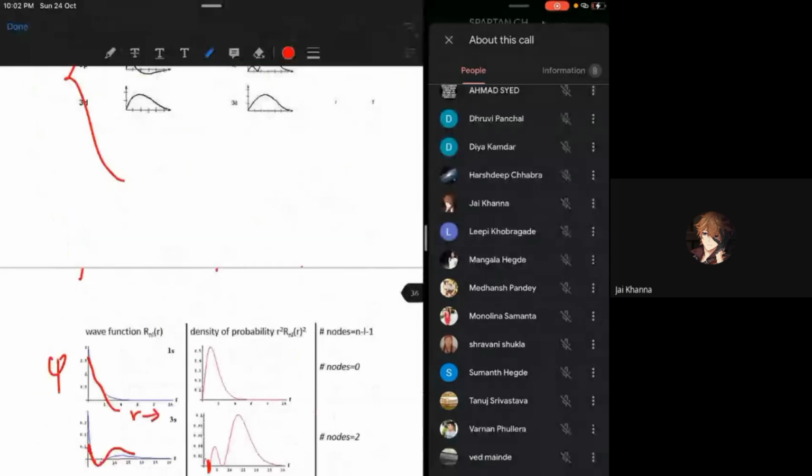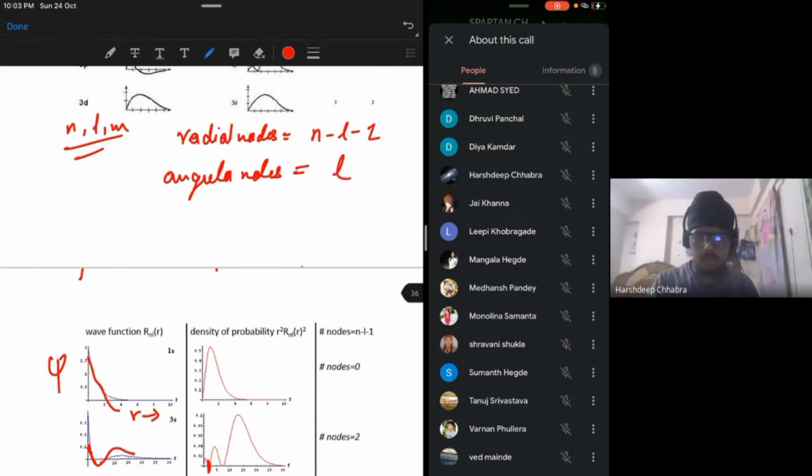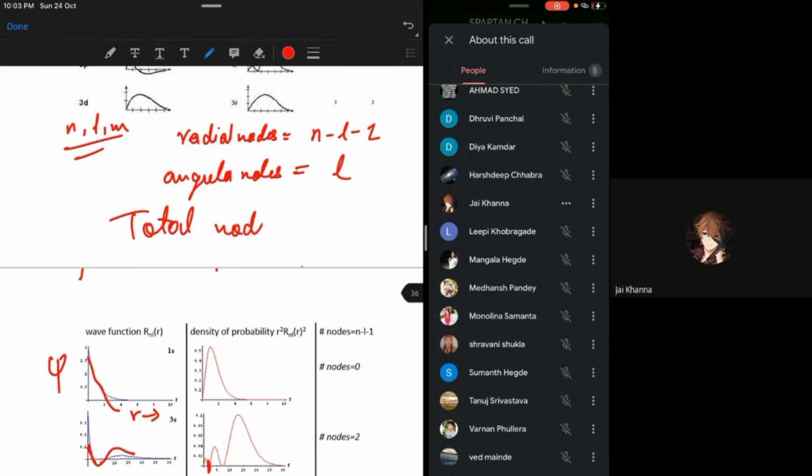How many total nodes are there in terms of n, l, m? How many radial nodes do you have? n minus l minus 1. Yes. How many angular nodes? l. How many total nodes? n minus 1, because the minus l and plus l will cancel. So for 2s, how many total nodes?